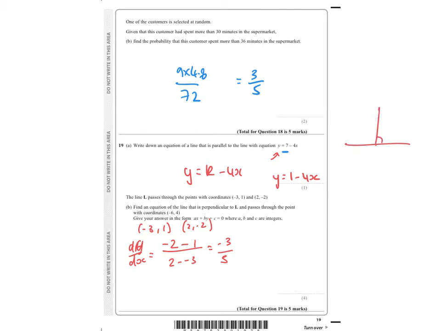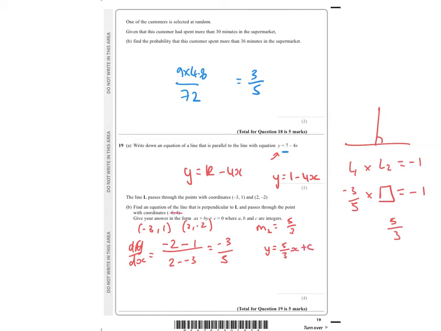Now, perpendicular means at a right angle. So we need to multiply. We know that the gradient of line 1 times the gradient of line 2 equals -1. So -3 over 5 times something equals -1. So that is going to be 5 over 3. So now we have the gradient of the line which is perpendicular, is 5 over 3. So y equals 5 over 3x plus c.